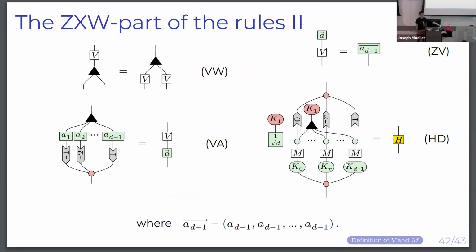And then finally, here's a lot of really crazy rules we had to develop. This is the bulk of the work, so I thank my co-authors for working this out. This rule here is really important for turning the Hadamard into the normal form. And without that, we wouldn't have the high dimensional proof of completeness of ZXW.